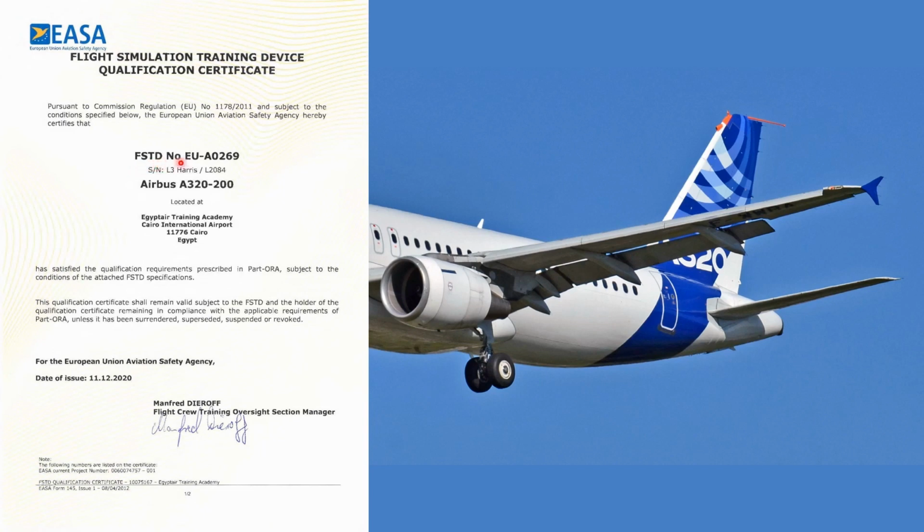Okay, and each and every type of rules and regulations which are followed to train for the particular flight, there will be some code numbers like FSTD number, EU, European Union, A naught 269. Some number will be there, and the certificate is given to a flight training academy which is located in Egypt. Okay, and as per the certification, the guidelines will be used, and the certificate needs to be renewed every 2 or 3 years. Okay, and it depends upon the risk and the luxury of the aircraft.